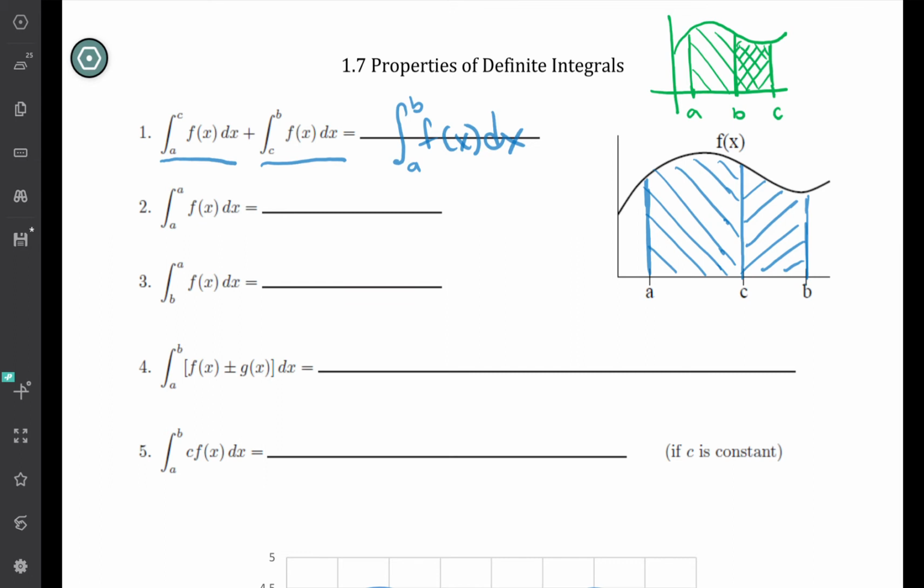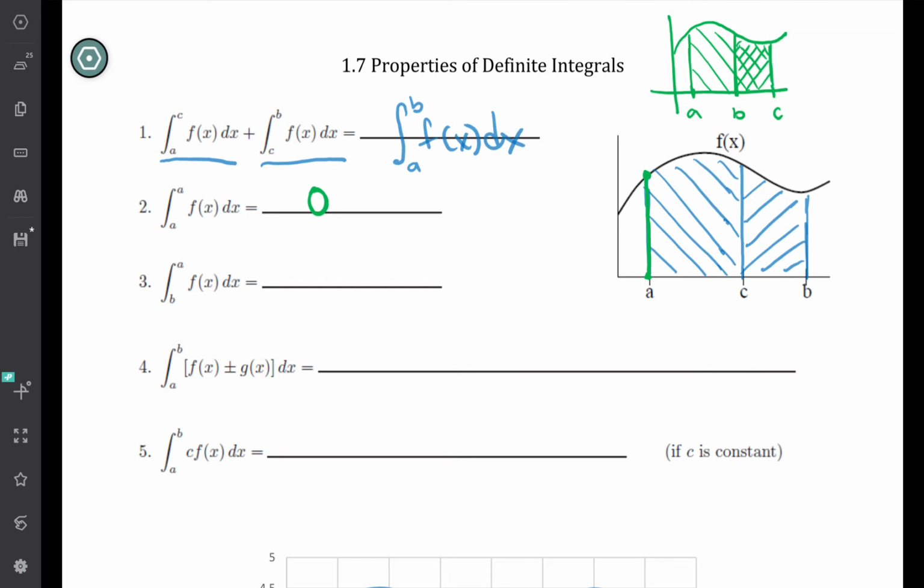Okay, so let's look at number two. Number two is really easy. Number two says if you integrate from A to A, so your upper and lower limits are the same, you don't get any area. And again, I hope that's really easy to believe. From A to A means you're really just getting a vertical line that does not have area. So always, it doesn't matter what A is, if you integrate from a value to the same value, you're not going to catch any area.